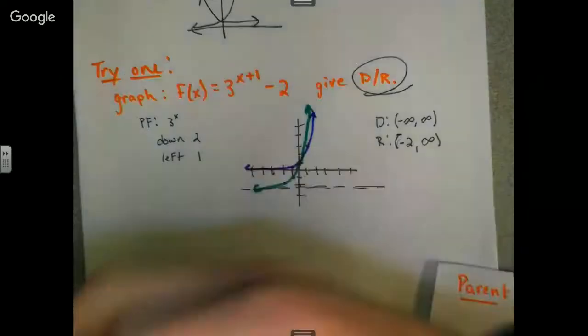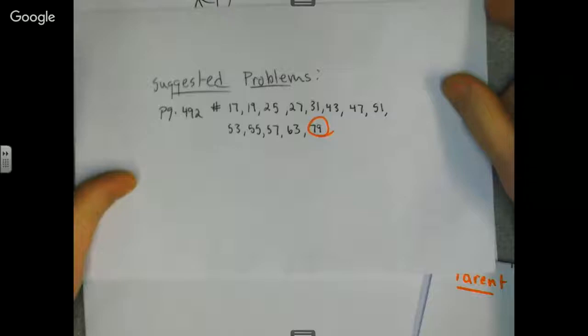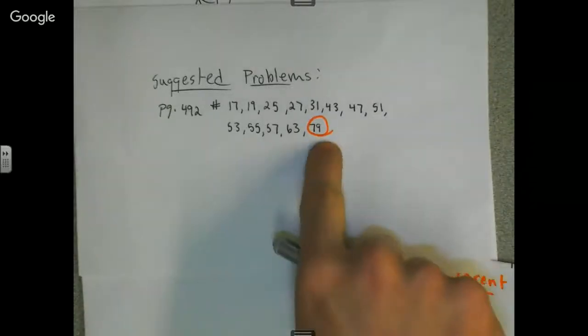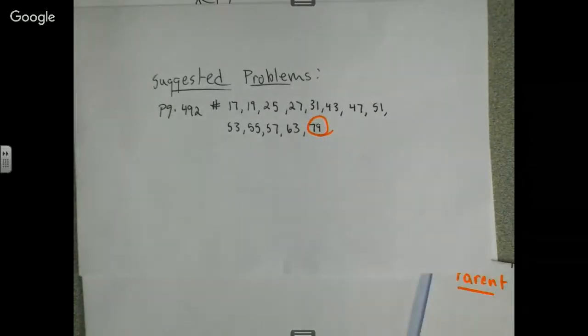Here are your suggested problems for 5.1. Again, this one's a challenge problem. The red circle ones are always a challenge problem.